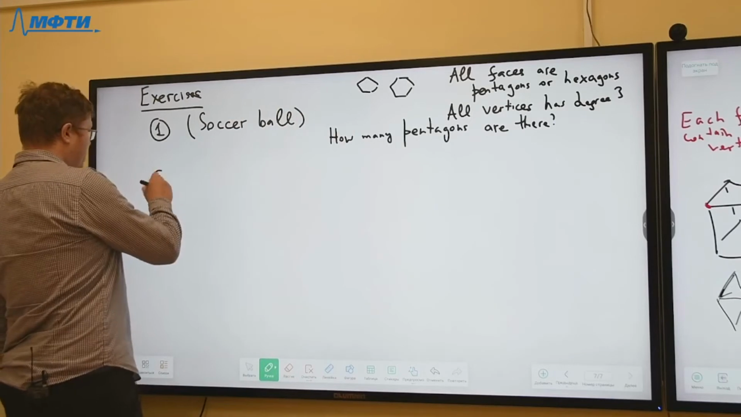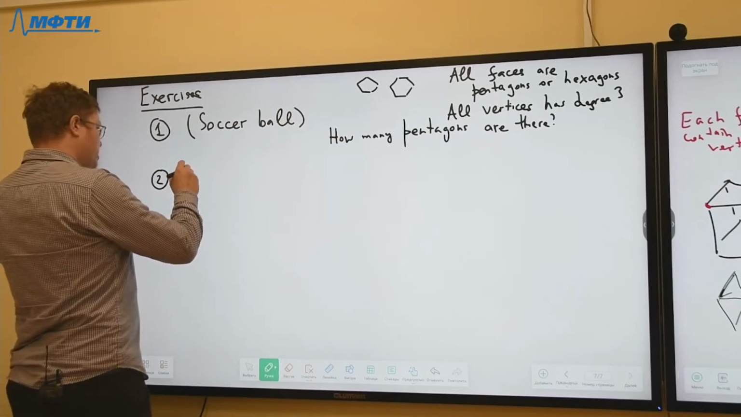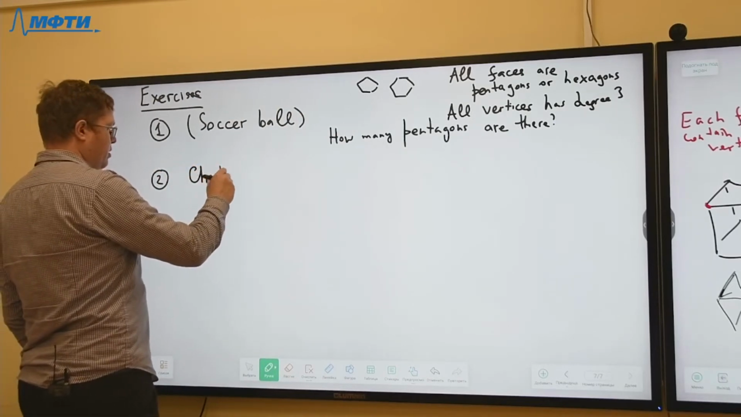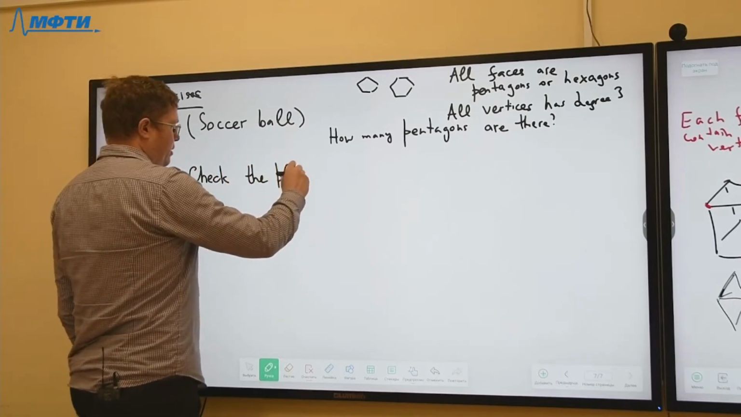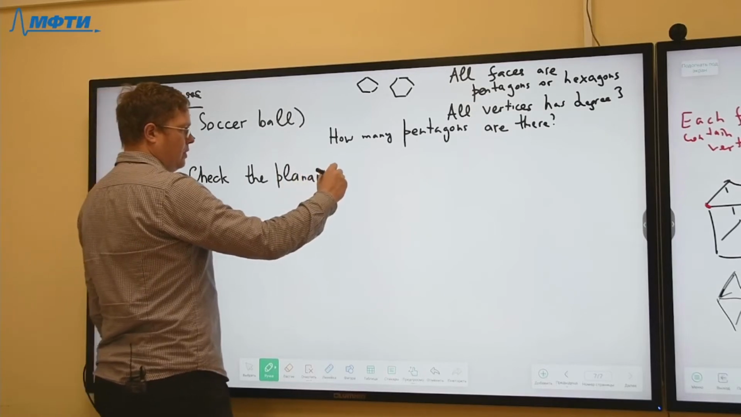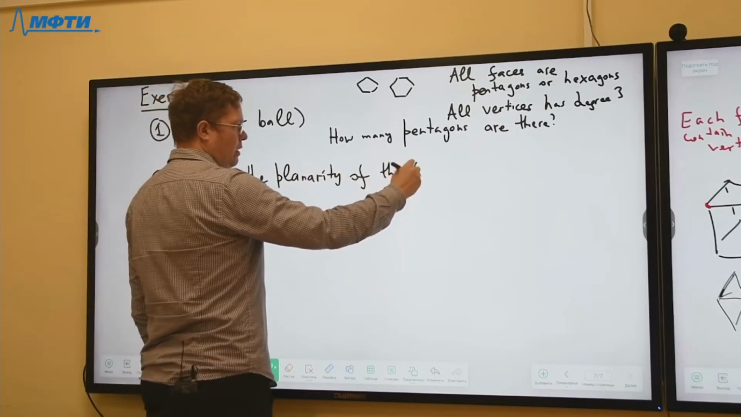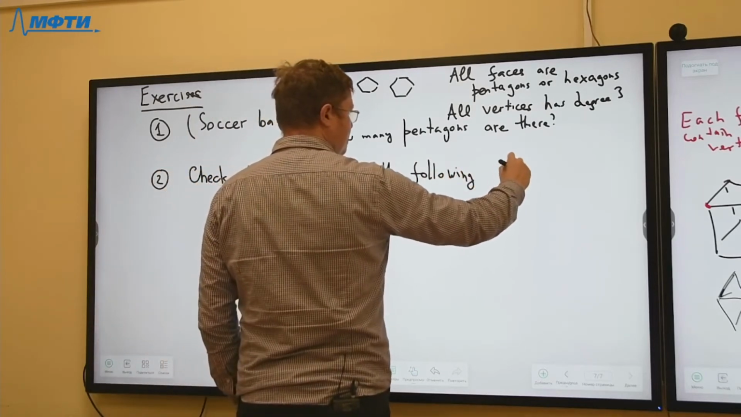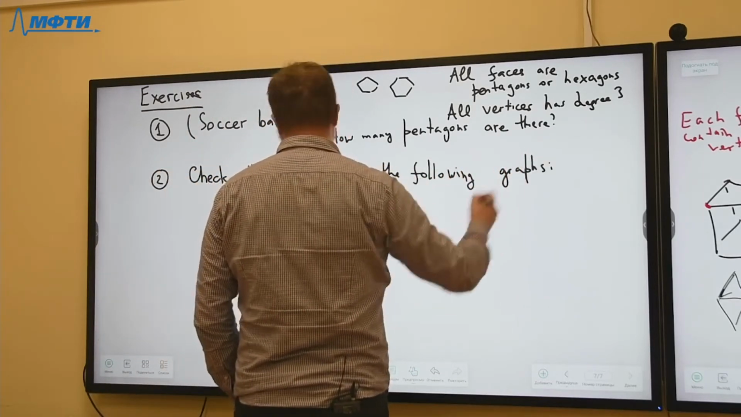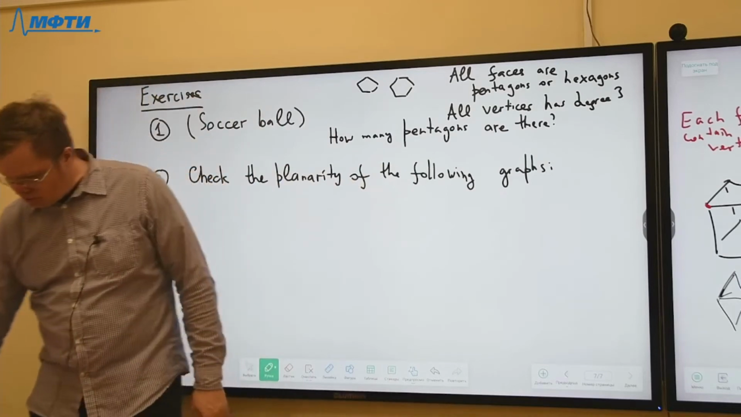Okay, so the second question is just to check the planarity of the following graphs, and I will just draw some pictures.